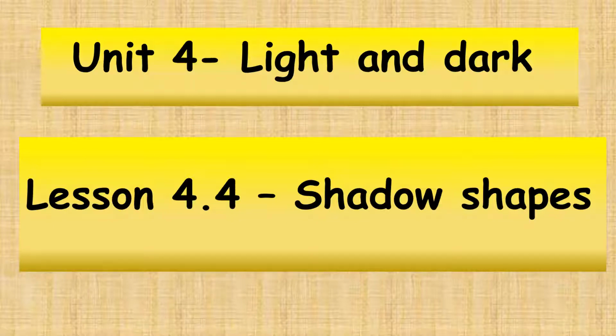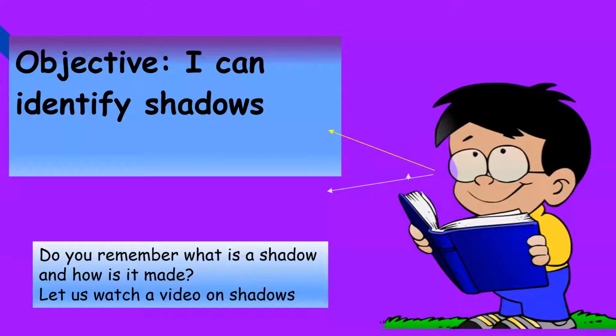Today we are going to revise Unit 4, Light and Dark. We will be revising Lesson 4.4, Shadow Shapes. Objective: I can identify shadows. Children, do you remember what is a shadow and how is it made? Good. Let us watch a video on shadows.